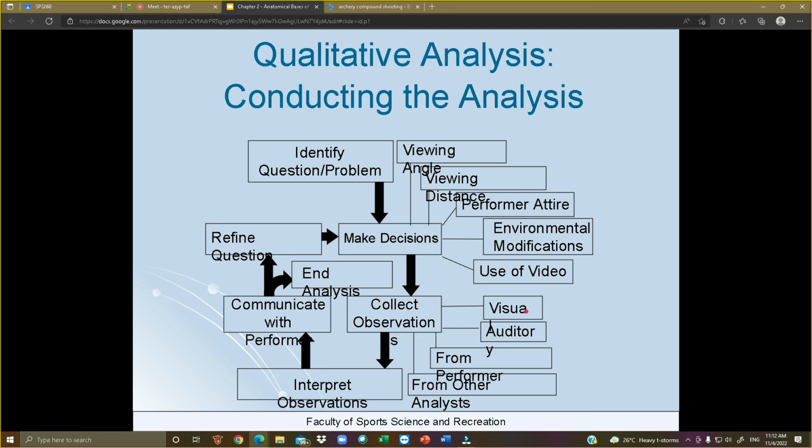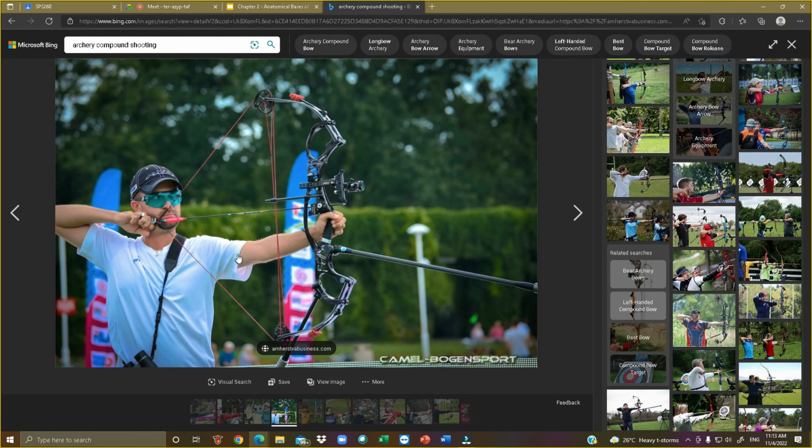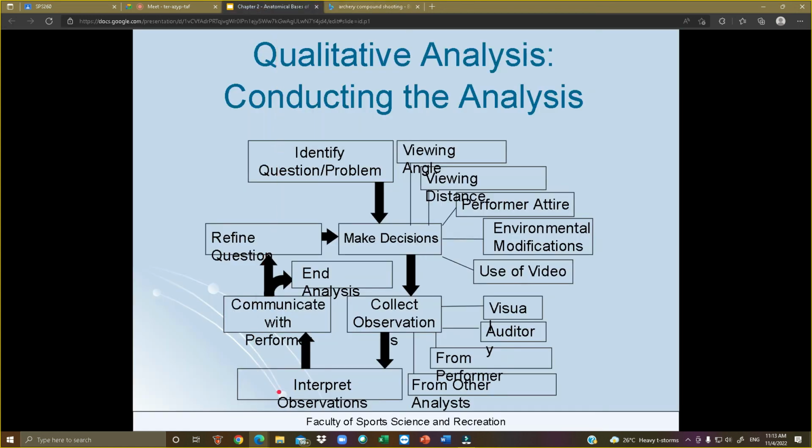Record visuals and sounds. After collecting, you interpret, like just now: how the elbow is, how the arm is, how the body is, how about weight distribution. You make the interpretation, and after that you communicate with the performer. So-and-so, this is the outcome of your analysis: your knees are like this, your head tilts backward, this is the grip, the hand.